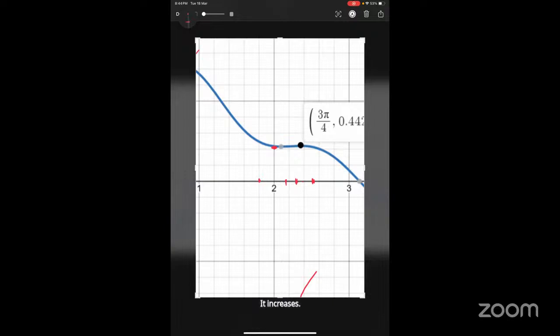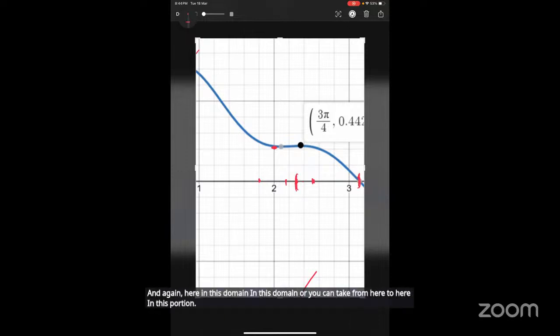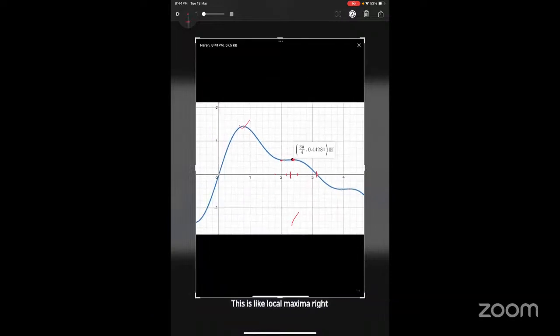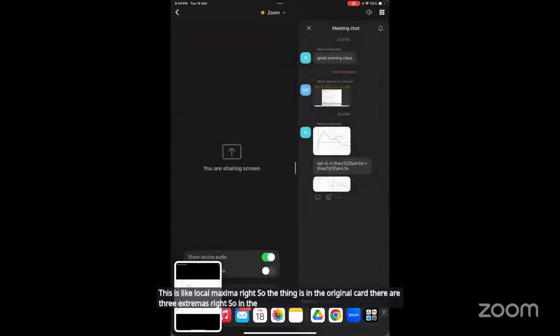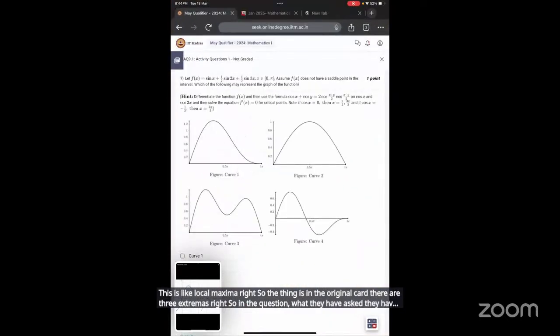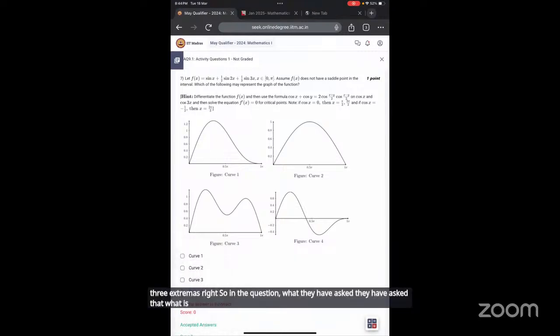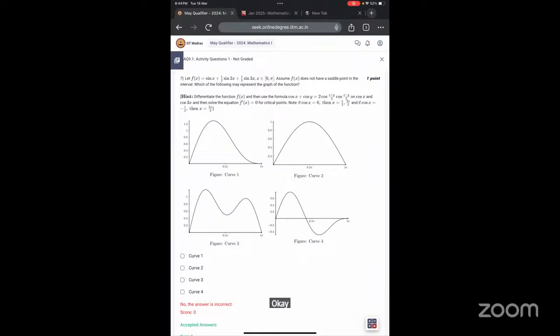In this domain, or you can take from here to here, in this portion, this is like a local maxima, right? So the thing is, in the original curve there are 3 extremas, right? In the question, what they have asked is what is the curve that may represent the graph. That means it may not be the exact graph, but at least it is following the properties of the curve. Yeah, madam.